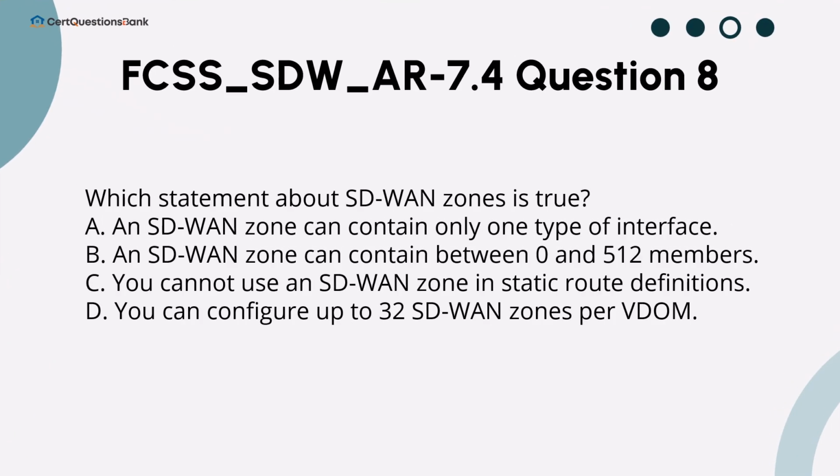Which statement about SD-WAN zones is true? A. An SD-WAN zone can contain only one type of interface. B. An SD-WAN zone can contain between 0 and 512 members. C. You cannot use an SD-WAN zone in static route definitions. D. You can configure up to 32 SD-WAN zones per VDOM.